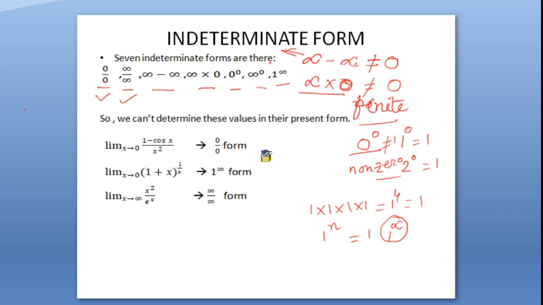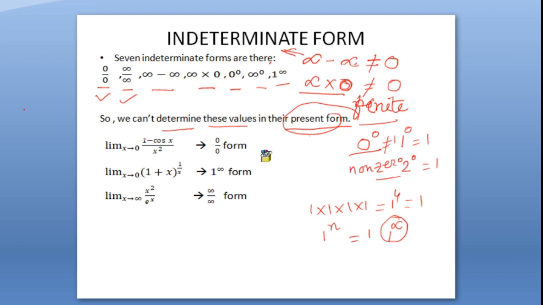Here we can check some limits which are in indeterminate form, and so we cannot determine these values in their present form. Here some limits are given, and we are telling that this is indeterminate, that's why we cannot determine. Then why are we taking this? I have told that we cannot determine these values in their present form. That means we need to change the form. Before we calculate the limit, we will change the form, then we will calculate the limit.